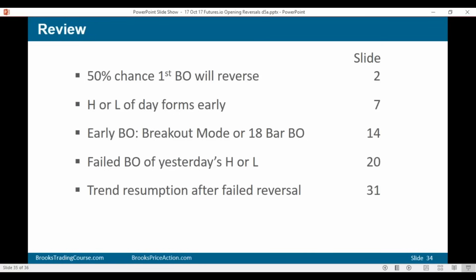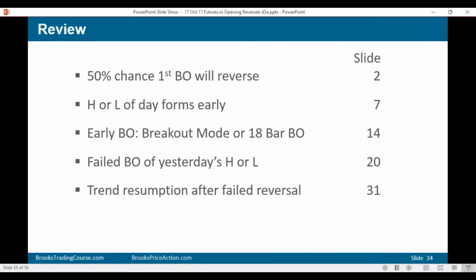Next, the high or low of the day forms early in the day. 90% chance that the high or low of the day will be present by the close of the 18th bar. And by the end of the 18th bar, traders are starting to look for a breakout of that 18 bar range. I also talked about a breakout mode setup, which means after the 10th bar, if you have a new high of the day that reverses down, a new low of the day that reverses up, either one can come first. Traders will look to enter on a breakout of that initial range.